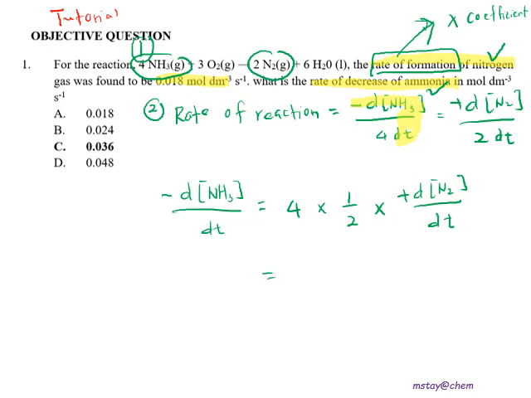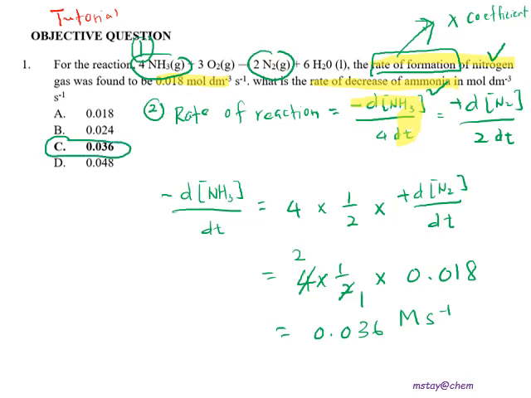Again, just now we said that rate of formation is without the coefficient. So it means 4 times 1 over 2 multiplied with 0.018. We can simplify 4 and 2, so it's 2 times 0.018, which is equal to 0.036 molar per second. So the correct answer is C.